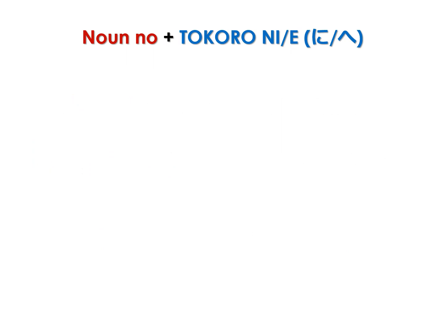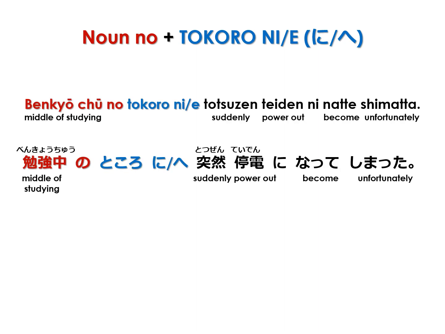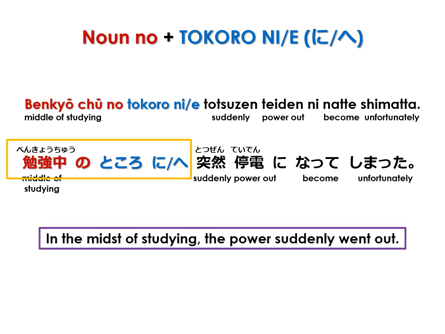Next example is noun no tokoro ni or e construction. Benkyou chū no tokoro ni or benkyou chū no tokoro e totsuzen teiden ni natte shimatta. Benkyou chū no tokoro means in the midst of studying. So translation, in the midst of studying, the power suddenly went out.